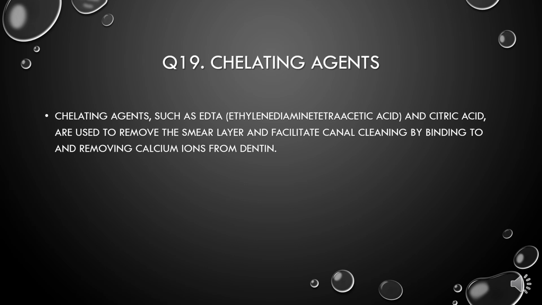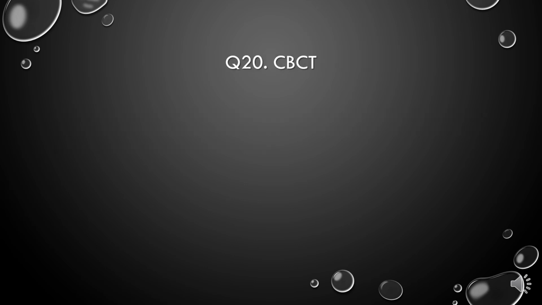Chelating agents such as ethylene diamine tetraacetic acid and citric acid are used to remove the smear layer and facilitate canal cleaning by binding to and removing calcium ions from dentin. Question 20 is CBCT.